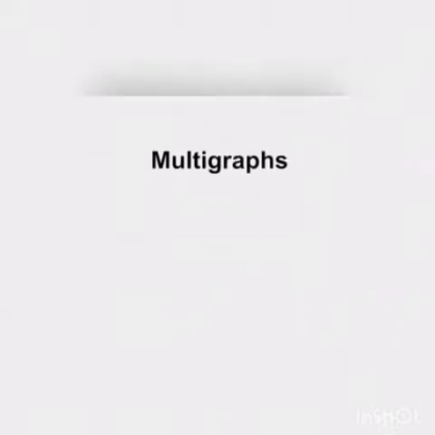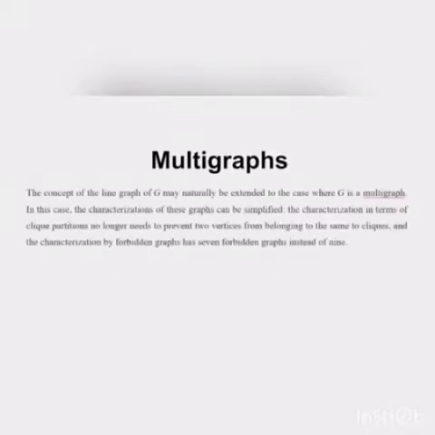Multi-graph. The concept of the line graph of G may naturally be extended to the case where G is a multi-graph. In this case, the characterization of this graph can be simplified. The characteristic in terms of clique partition is known to prevent two pairs from belonging to the same two cliques, and the characterization of Fibonacci graph has 7 Fibonacci graph instances.